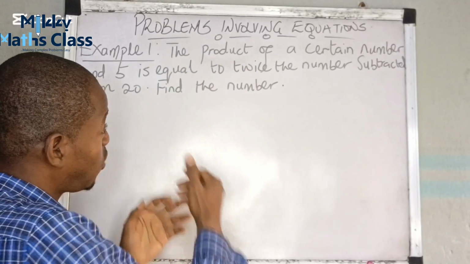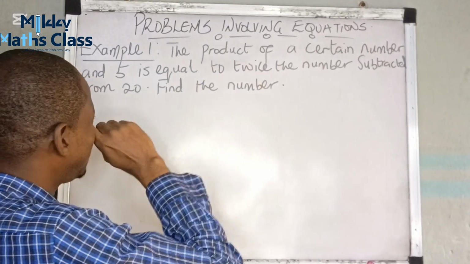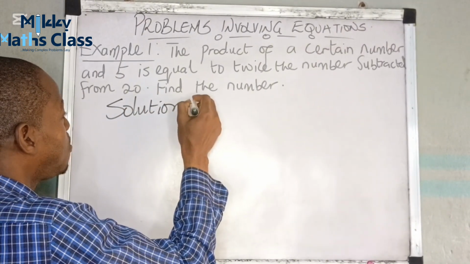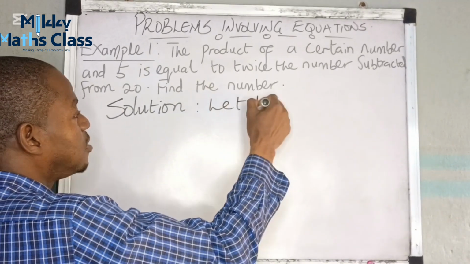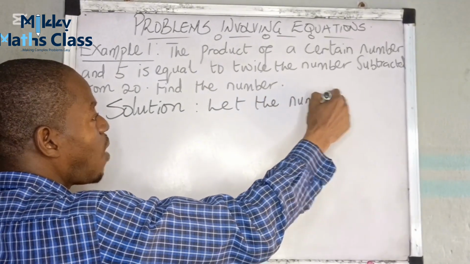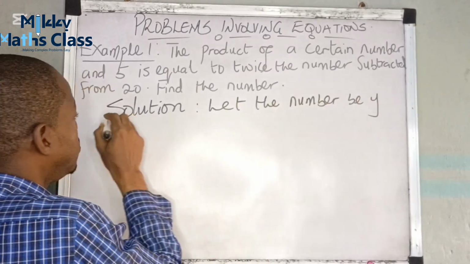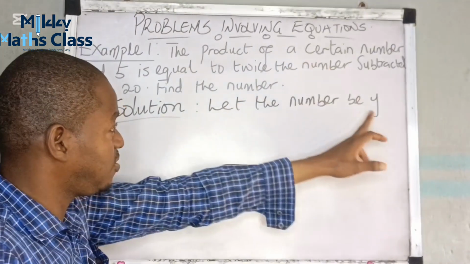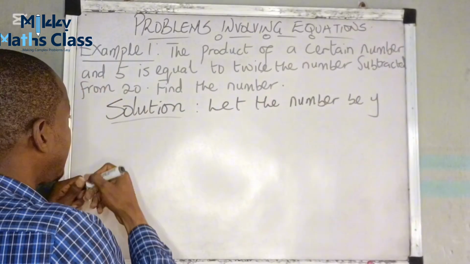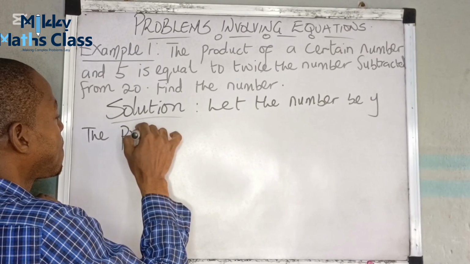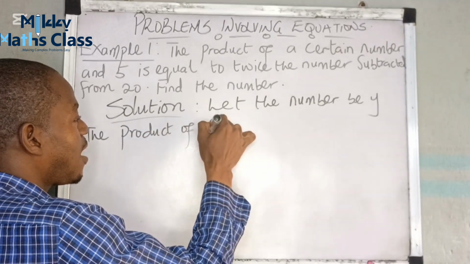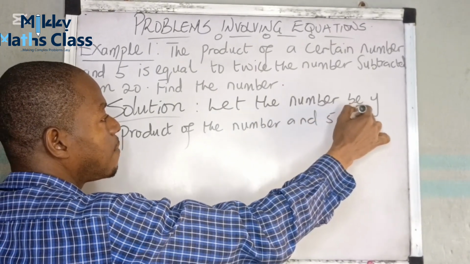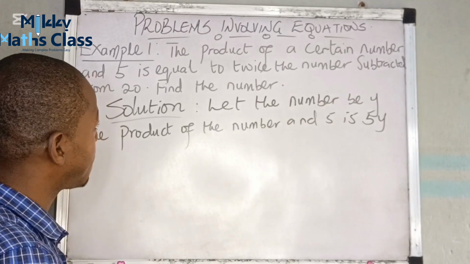Product means what you get when you multiply two things of a certain number. So the first thing we say, let the number be y, because we don't know it, it's unknown. Now the next thing here, it says the product of that number, that means y multiplied by 5. So the product of the number and 5 is 5 times y, which is 5y.